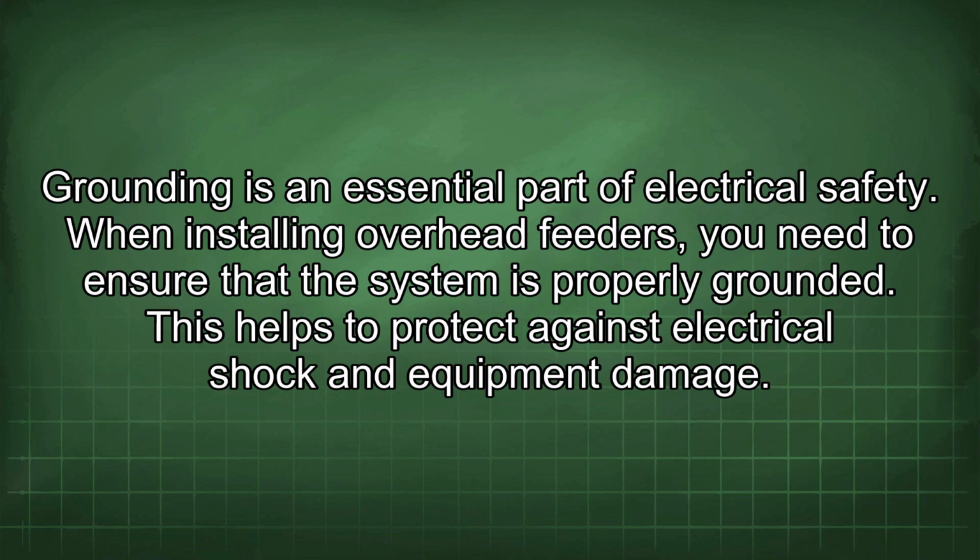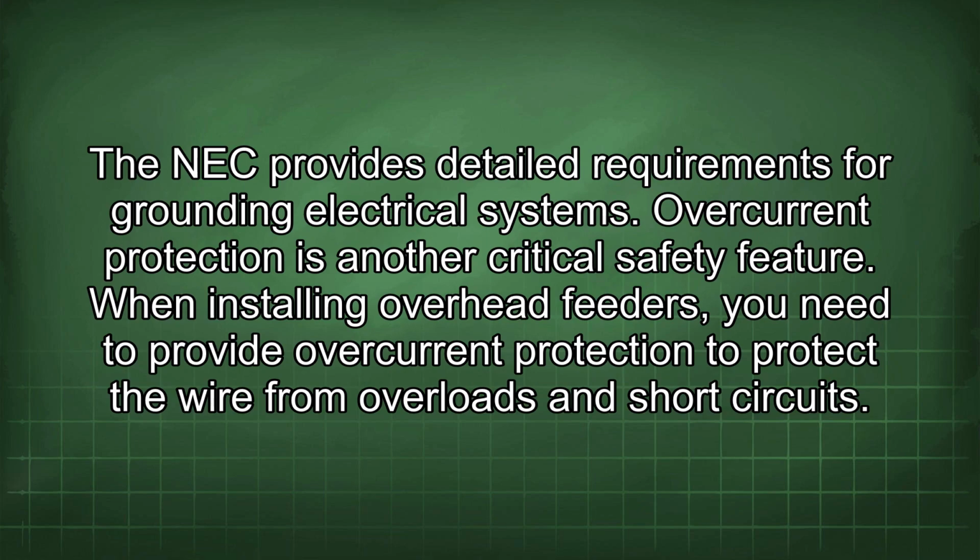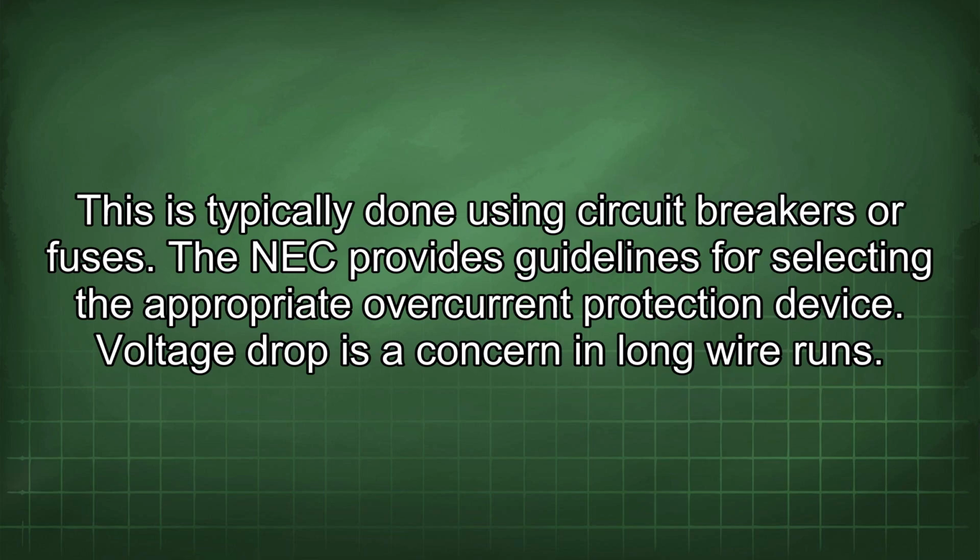Grounding is an essential part of electrical safety. When installing overhead feeders, you need to ensure that the system is properly grounded. This helps to protect against electrical shock and equipment damage. The NEC provides detailed requirements for grounding electrical systems. Overcurrent protection is another critical safety feature. When installing overhead feeders, you need to provide overcurrent protection to protect the wire from overloads and short circuits. This is typically done using circuit breakers or fuses. The NEC provides guidelines for selecting the appropriate overcurrent protection device.